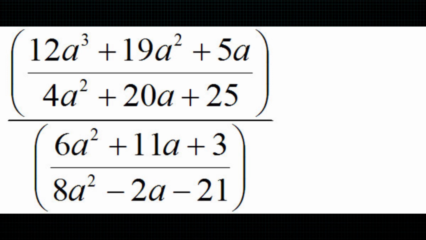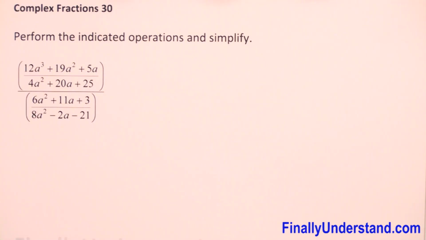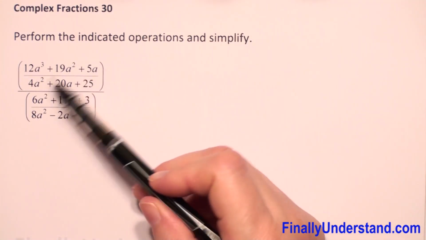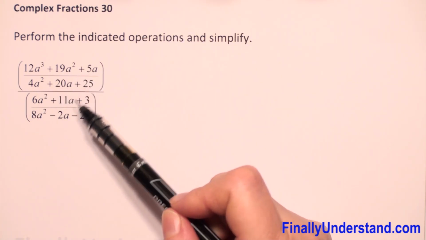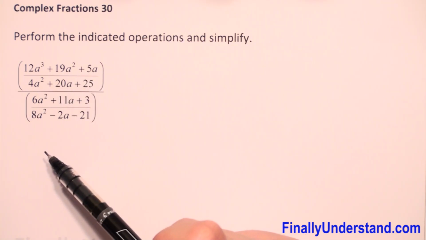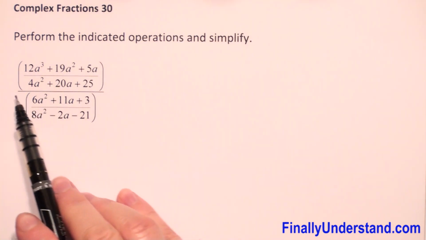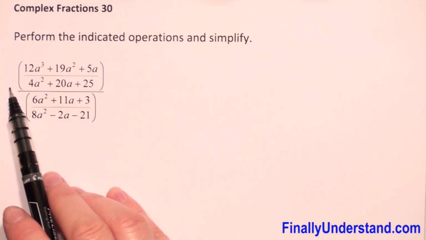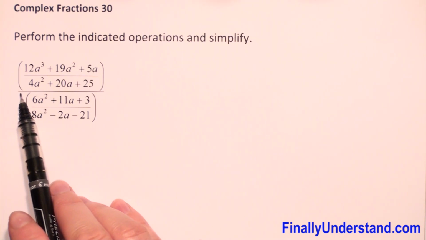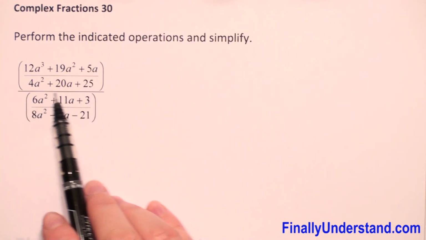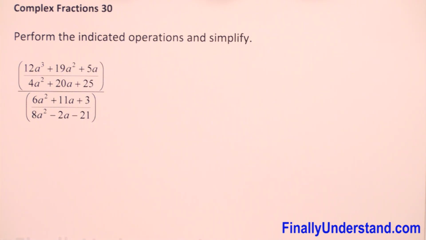We have a complex fraction. So first we have to check if we can do some operations in the numerator and then in the denominator. We cannot reduce anything here because we have additions, and the same will be with the denominator. So first I will rewrite our numerator and denominator, and I will change the fraction bar to division because the fraction bar means division.